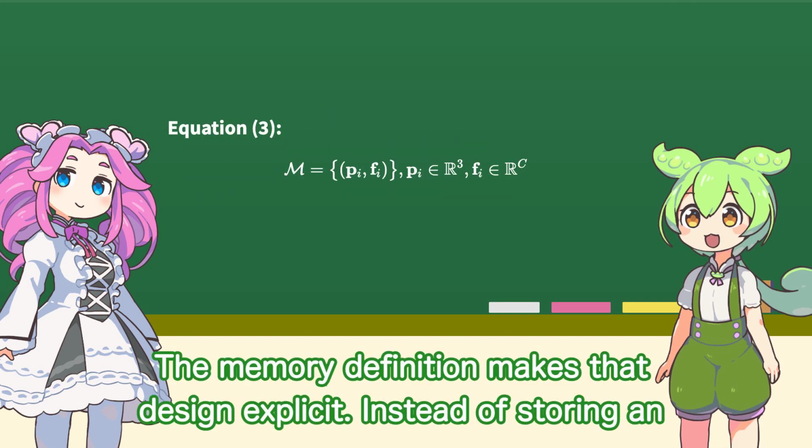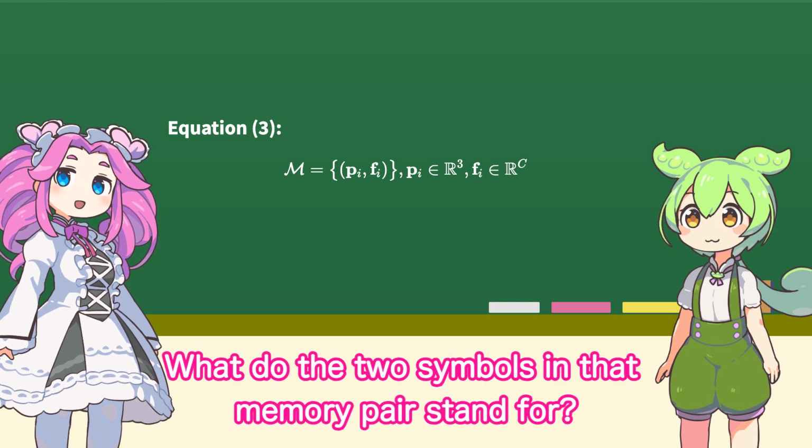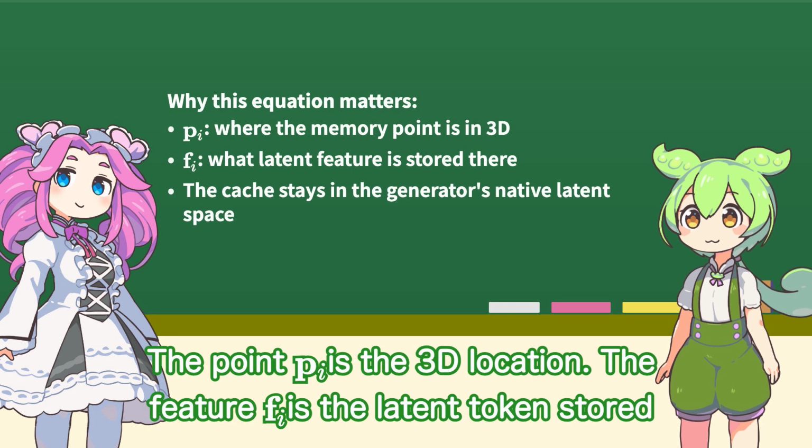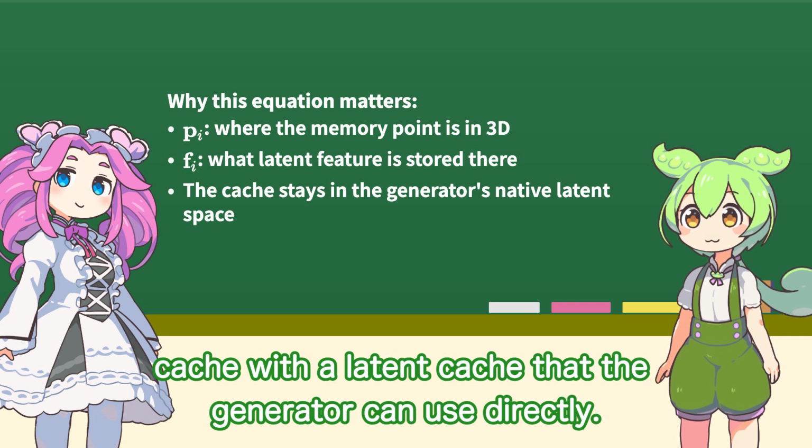The memory definition makes that design explicit. Instead of storing an RGB color at each point, Mirage stores a C-dimensional latent feature at that point. What do the two symbols in that memory pair stand for? The point p sub i is the 3D location. The feature f sub i is the latent token stored at that location. This equation matters because it replaces an RGB color cache with a latent cache that the generator can use directly.